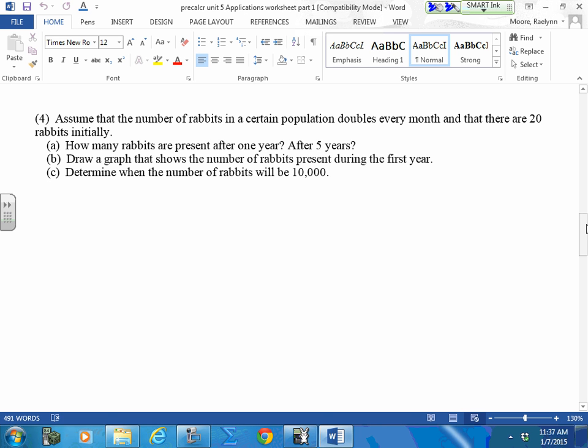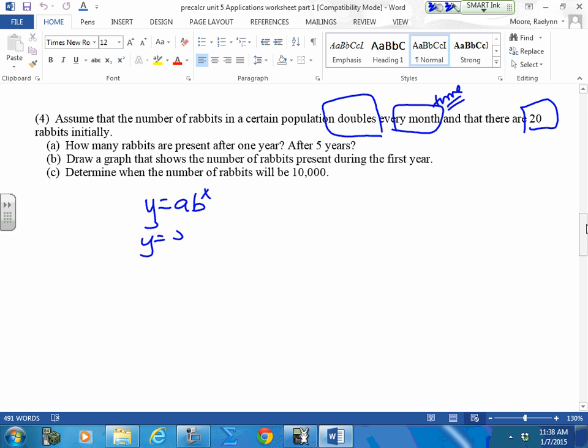Assume that the number of rabbits in a certain population doubles every month, month is time, and that there are initially 20 rabbits when you start. So here's your basic equation. So we start with your 20 rabbits. What's our rate? 2, we're doubling. X is time in months. Are we okay leaving it in X? Every month, every X.